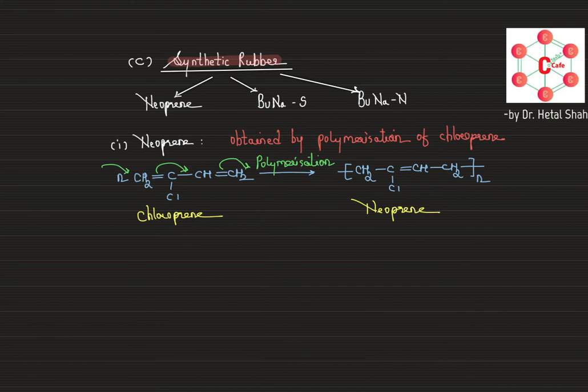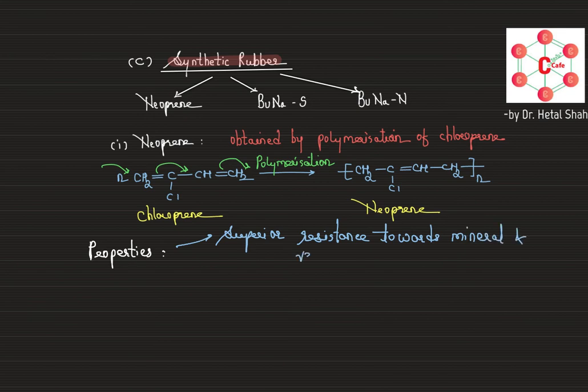So if we talk about the properties, I may directly put here properties. We may say superior resistance towards mineral and vegetable oils. That's one thing, right? And it is a homopolymer, right? Its heat resistance also increases.